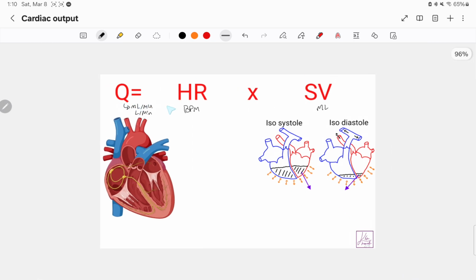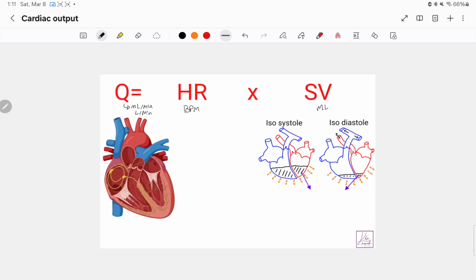Now, people sometimes confuse cardiac output with stroke volume. But remember, stroke volume is the amount of blood that you push out of your heart in one cardiac cycle. If you want to figure out the amount of blood that you're pushing out per minute, you have to multiply the amount of blood you push out of the heart in one cardiac cycle by the heart rate. Then you get the cardiac output.